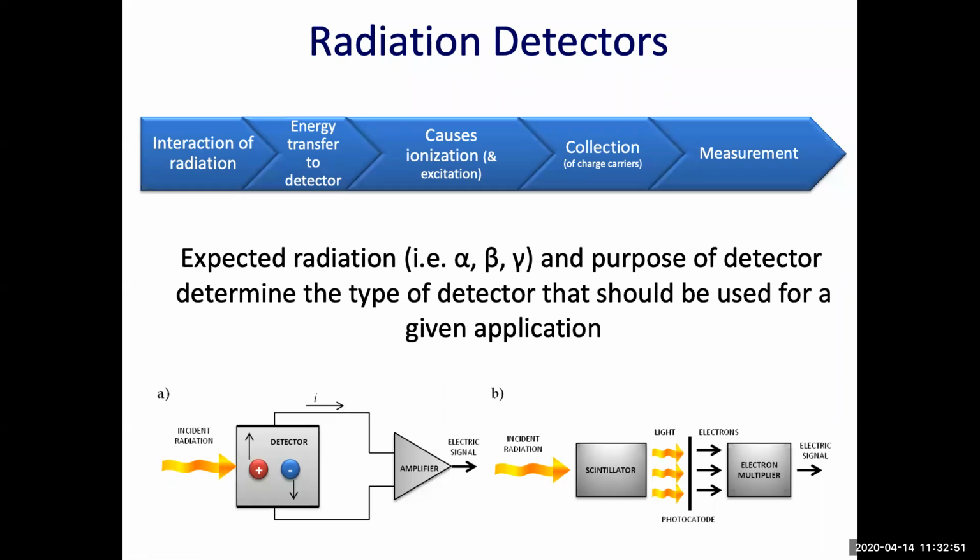So if you need, for example, to measure the contamination, you have to select a specific type of detector. If you need to measure the leakage from the X-ray machine, you need to select something else. So depending on the purpose, you select your detector.